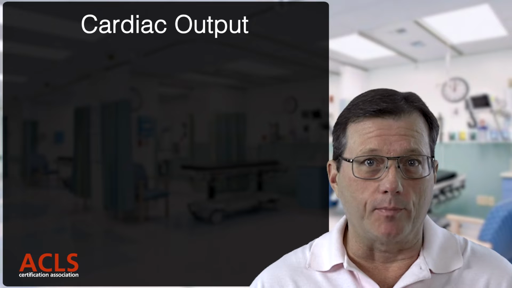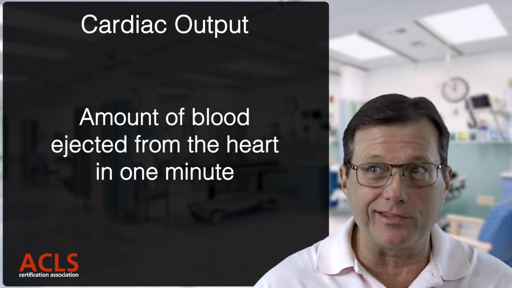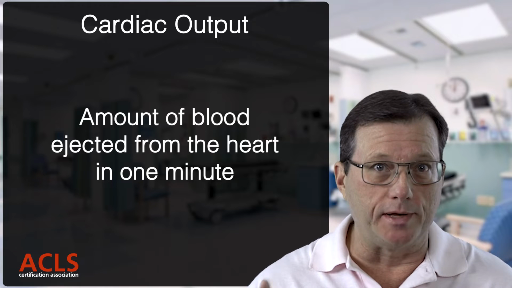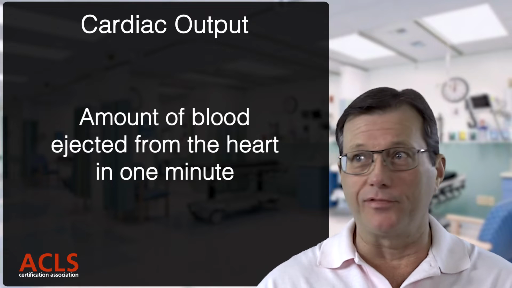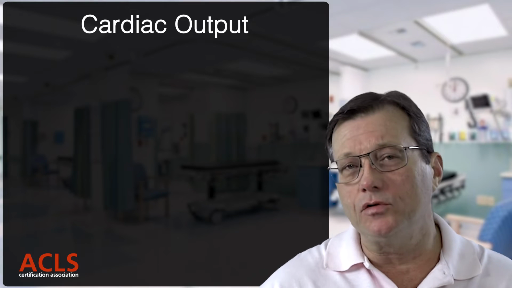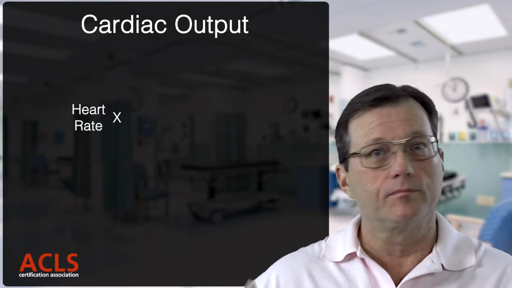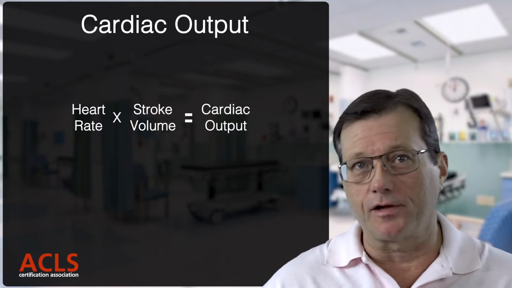What is cardiac output? Cardiac output is the amount of blood ejected out of the heart into the body over 1 minute. That's it. The amount of blood the heart kicks out to the body over 1 minute. And the formula we use to calculate cardiac output is heart rate times stroke volume. So let's take a look at that.